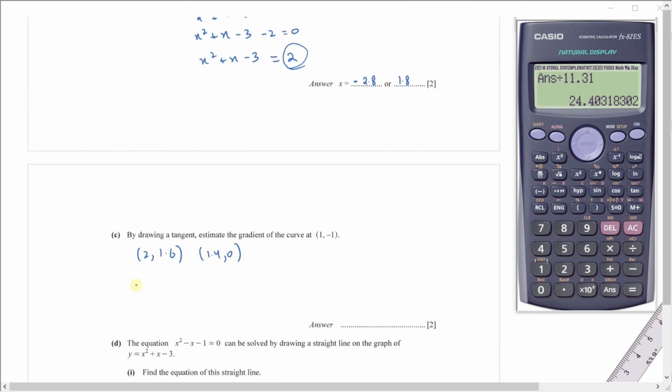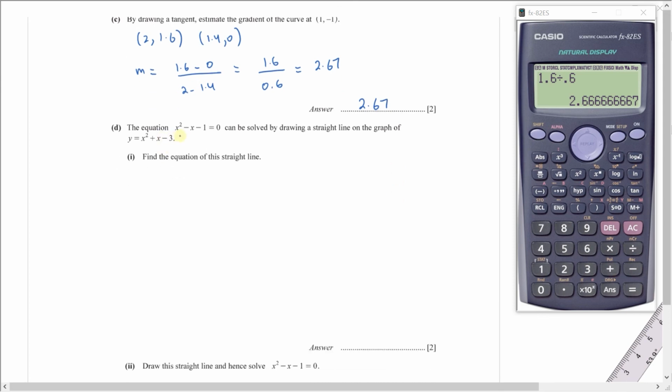So now we can easily calculate the gradient. Gradient will be y2 minus y1, so 1.6 minus 0 over 2 minus 1.4. So this will be 1.6 divided by 0.6, which is 2.67. So your gradient is 2.67 to 3 significant figures.